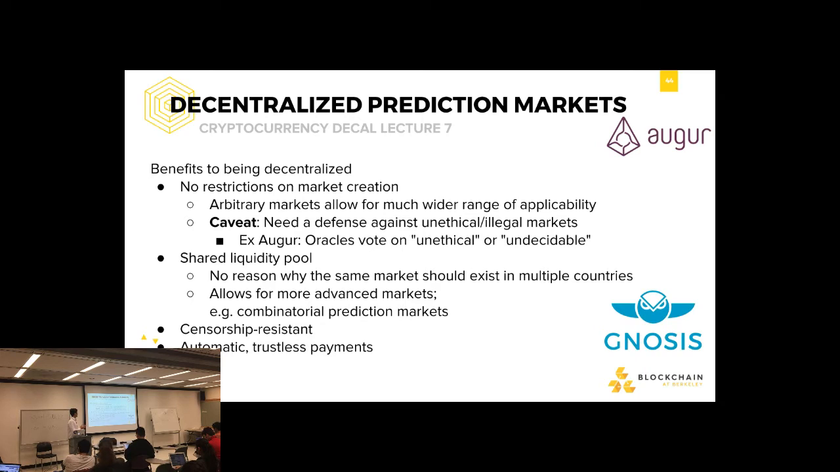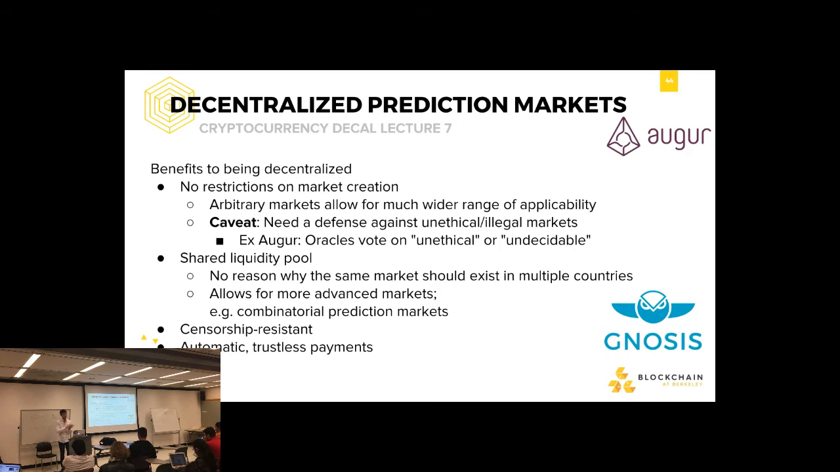So to analyze this, the main benefit to being decentralized is that there's no restriction on market creation. Instead of only betting on sports and politics, you can now bet on insurance, security, hedging. But the thing is, there's a caveat. You need to implement some kind of defense against unethical or illegal markets, because presumably you could set up a market like an assassination market. Like, is this person going to die by this date? And then there's a lot of moral hazard there. So Augur actually implements something where, when they vote, they can categorize it as unethical or undecidable if there's no clear outcome for the event.